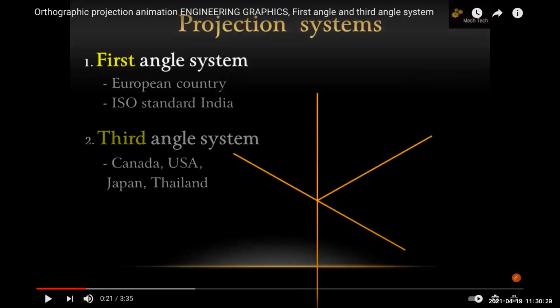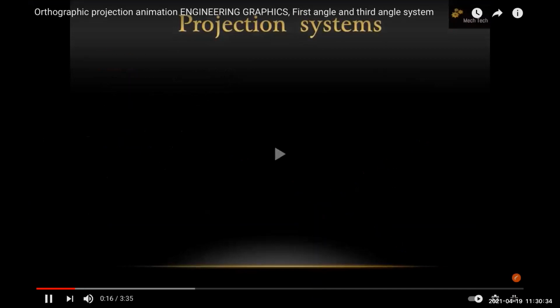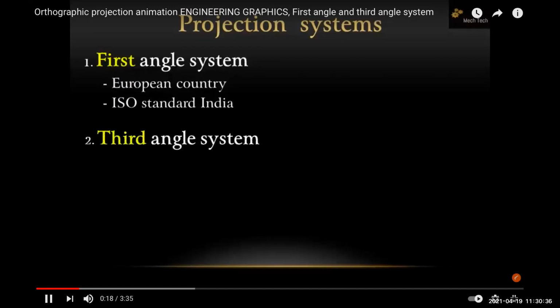So here you can see on your screen basically the first angle projection method. First angle projection method is followed in European countries. This first angle projection method is followed by our ISO standard, India. So in our country, we follow first angle projection method. In countries like Canada, US, Japan, and Thailand, they follow third angle projection method.